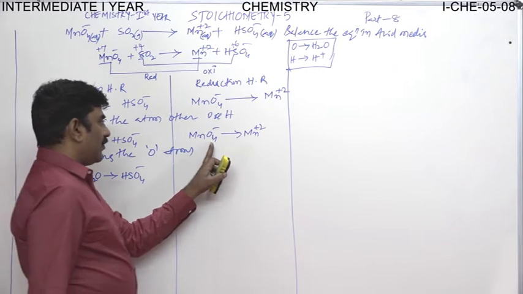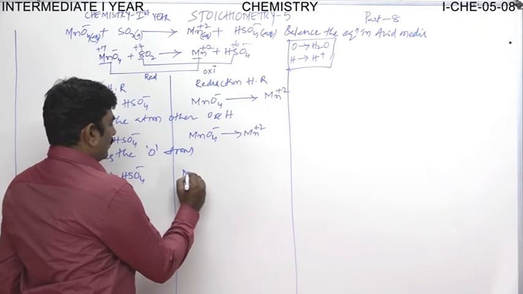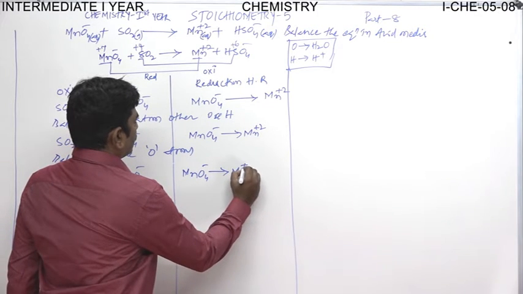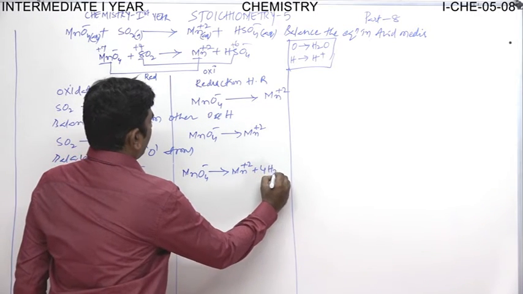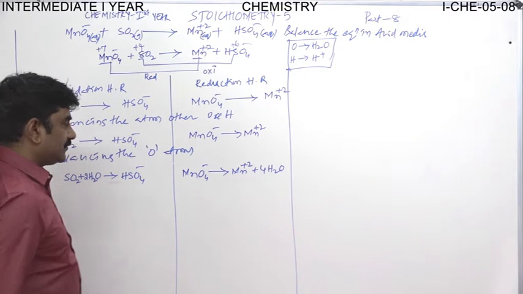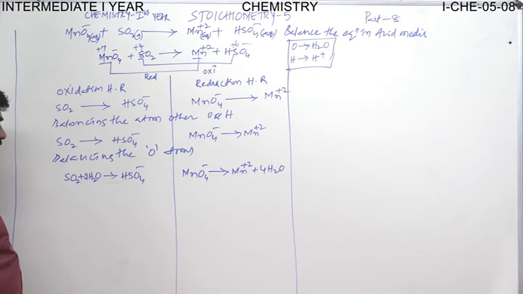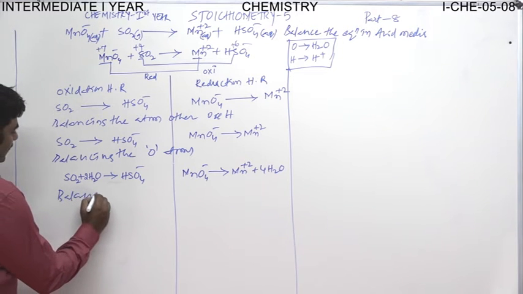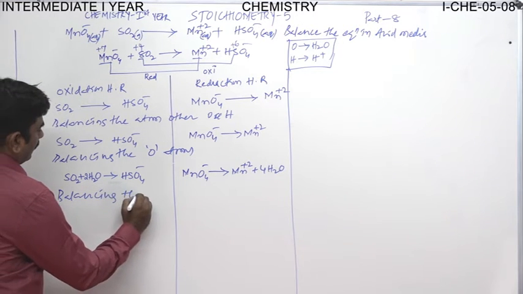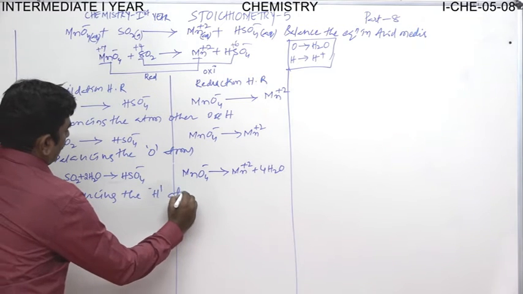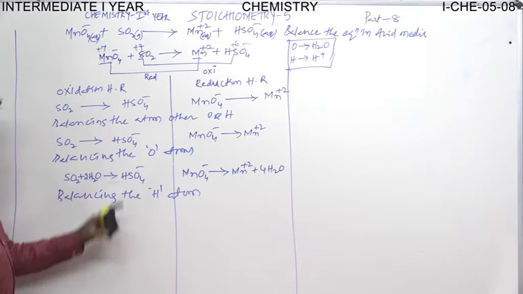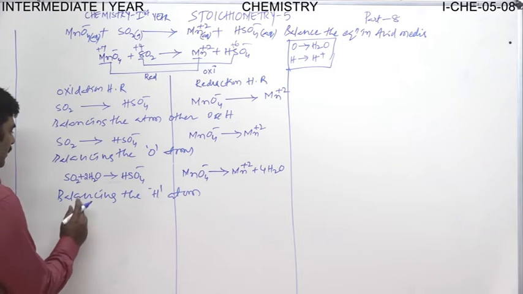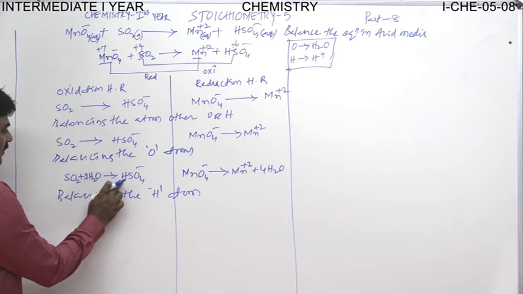Here, 4 oxygens, no oxygen. So MnO4 minus will give Mn plus 2 plus we need to add how many water molecules? 4 water molecules. So oxygens are balanced. But hydrogens are not balanced. So next step, balancing the hydrogen atoms. హైడ్రోజన్ పరమాణువులను తుల్యం చేయుట. ఇక్కడ ఆక్సిజన్ పరమాణువులను తుల్యం చేసాం. ఇప్పుడు ఇక్కడ ఎవరిని తుల్యం చేయాలి? హైడ్రోజన్ పరమాణువులను తుల్యం చేయాలి.